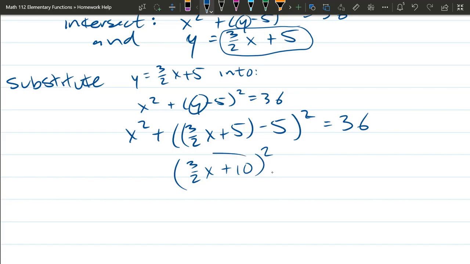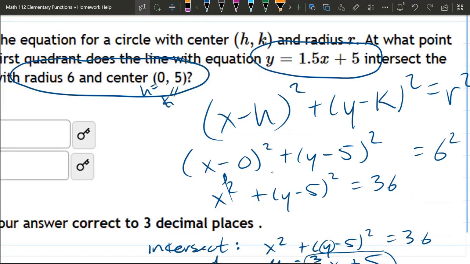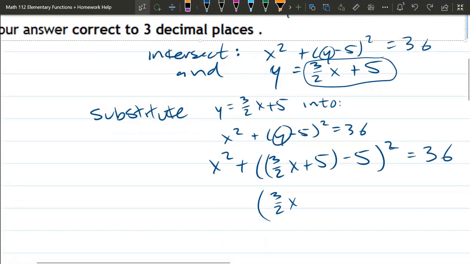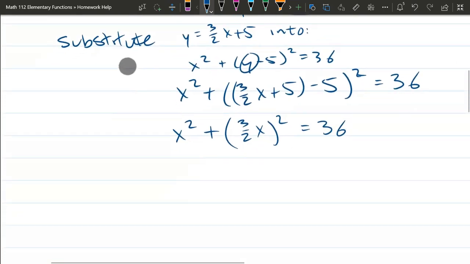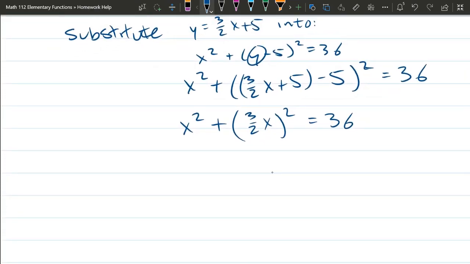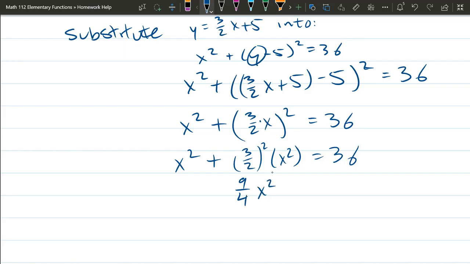When I square this, I have to FOIL it out. So just keep that in mind. If you have two terms, one term plus another term, you're going to have to FOIL this out. Again, I got lucky here, and the plus 5 minus 5 canceled. So I do have to square, but I don't have to FOIL. There's a product here, so I can just distribute the square to each of these. So I have 3/2 squared times x squared. Copy down everything else. So 3/2 squared is 3 squared is 9, 2 squared is 4, x squared.